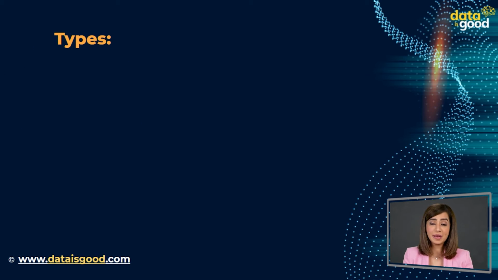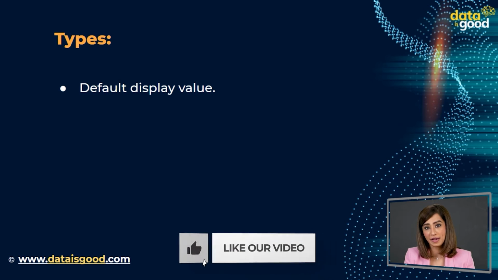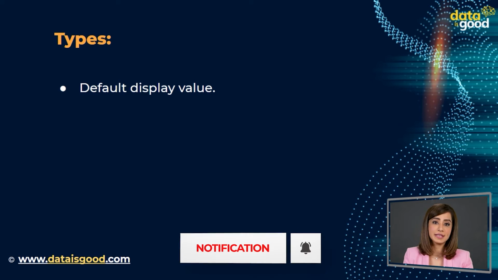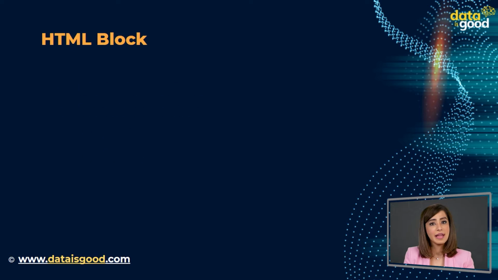So let's get started. Every HTML element has a default display value, depending on what type of element it is. There are two display values: block and inline.